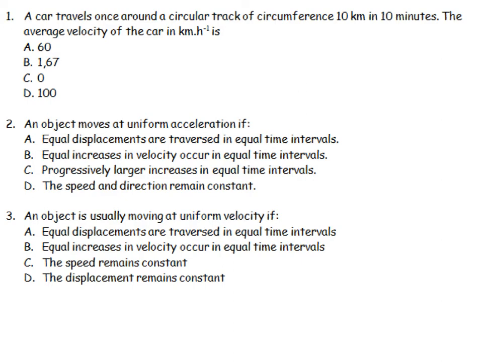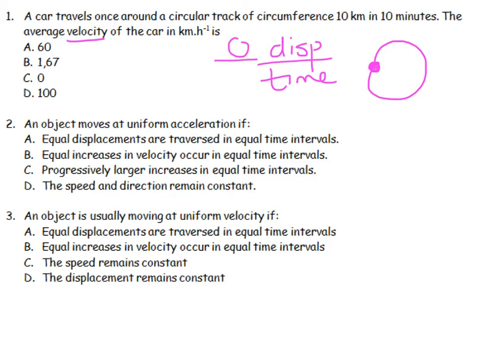A car travels once around a circular track of circumference 10 kilometers in 10 minutes. The average velocity: if we're looking for velocity, we're looking at displacement divided by time. And the displacement, if it's gone once around a circular track, is 0. So 0 divided by whatever time is going to land up being 0 kilometers per hour.